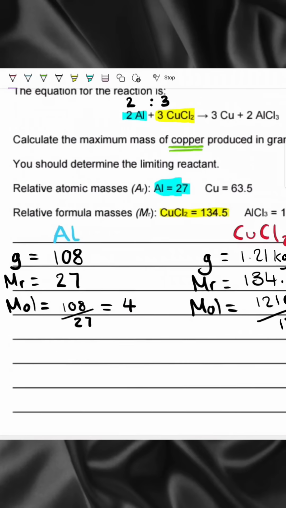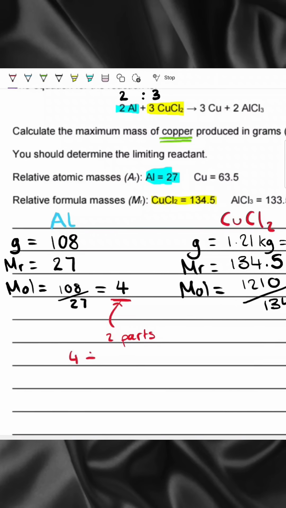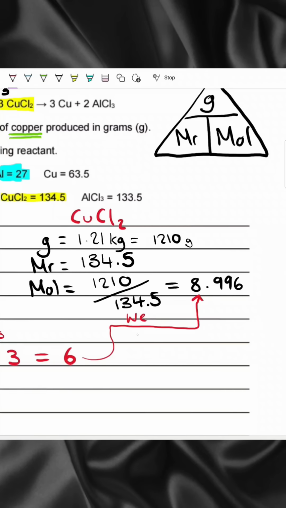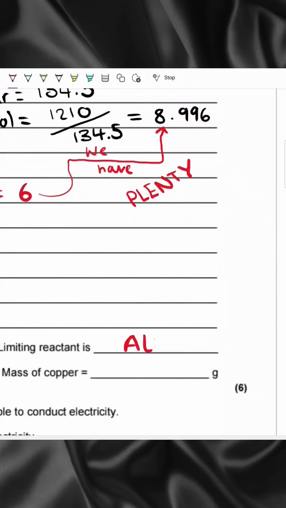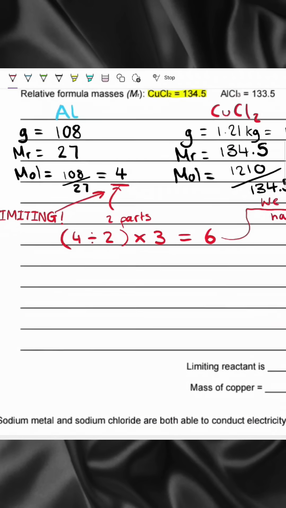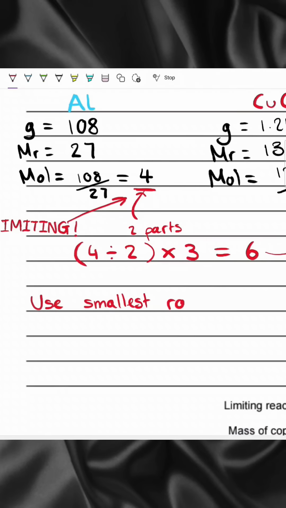Next job is to figure out what's limiting, and to do that we refer to the ratio of moles in the equation. The 4 is worth 2 parts, therefore 3 parts would be worth 6. We have 8.996, which is more than enough. Therefore, the thing we don't have enough of is our aluminium. So the reaction will be kind of capped as soon as we've run out of aluminium. That's the thing we'll run out of first.